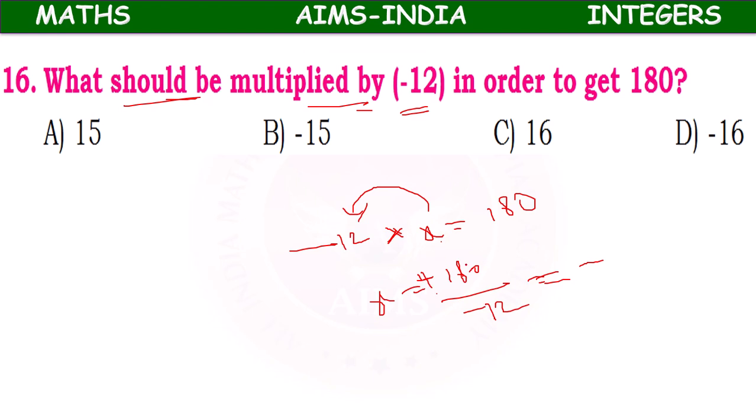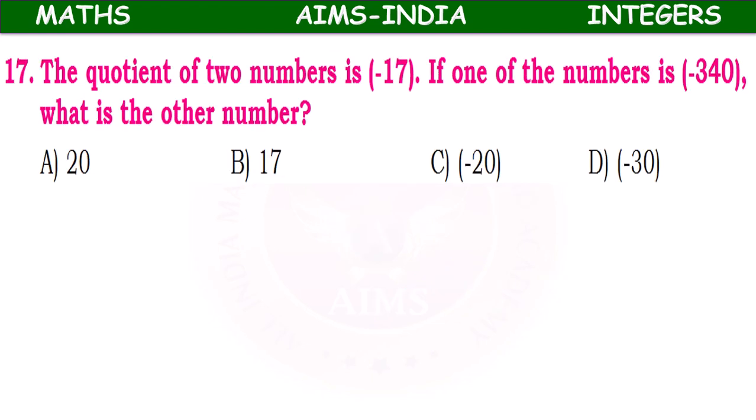12 1 times 12, 60. 12 5 times 60. So minus 15 is the correct answer. B option. Next.